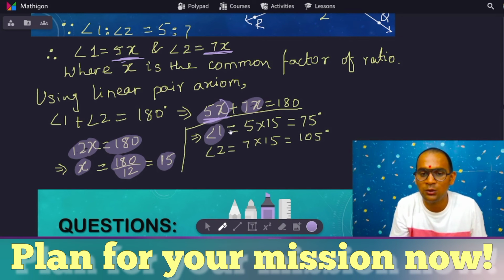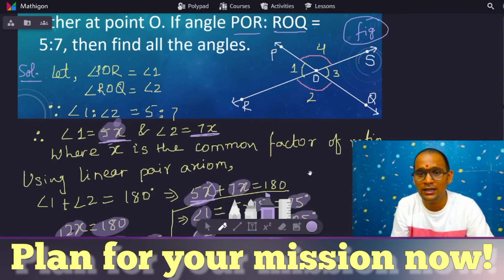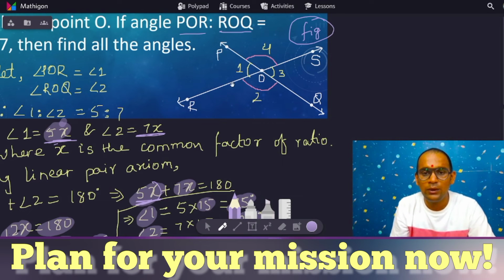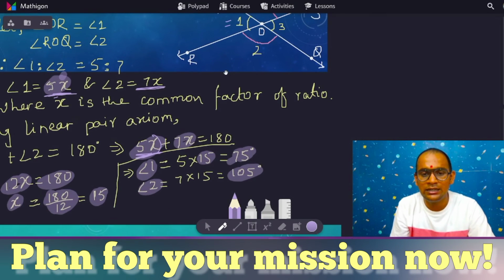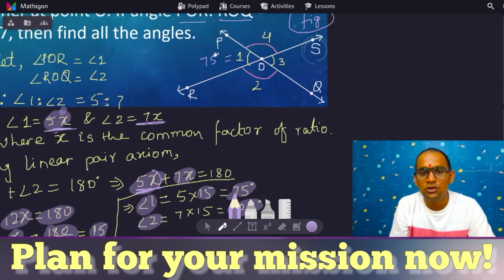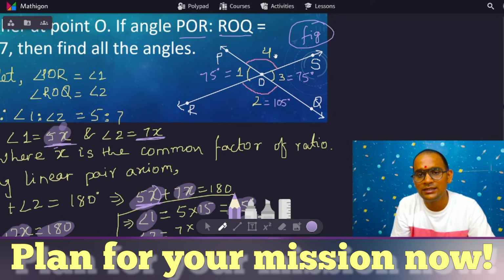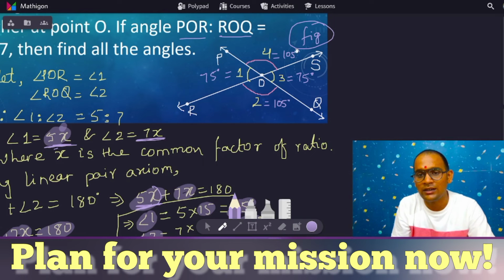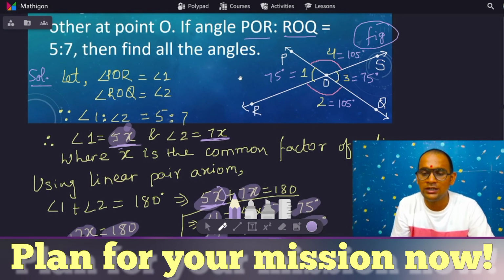Now, what will be the value of angle 1? Angle 1 is nothing but 5x, right? So 5 times x, the value of x is 15. So 5 times 15 is 75. Similarly, angle 2 equals 105. Now, the question is asking us to find all the angles. We have found that angle 1 equals 75 degrees, so angle 3 is also 75 degrees. That's very clear. If angle 2 is 105 degrees, angle 4 is also 105 degrees. And that is how we have calculated all the required angles according to this question.